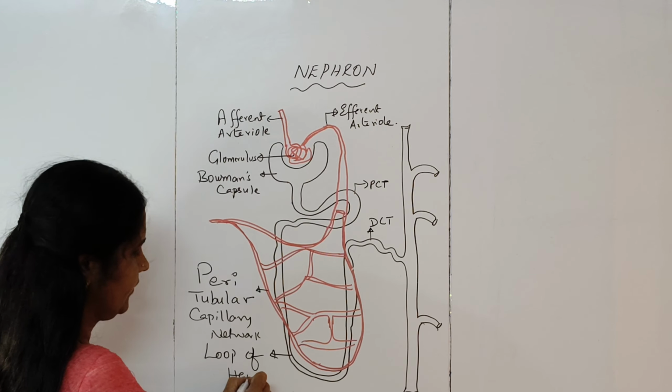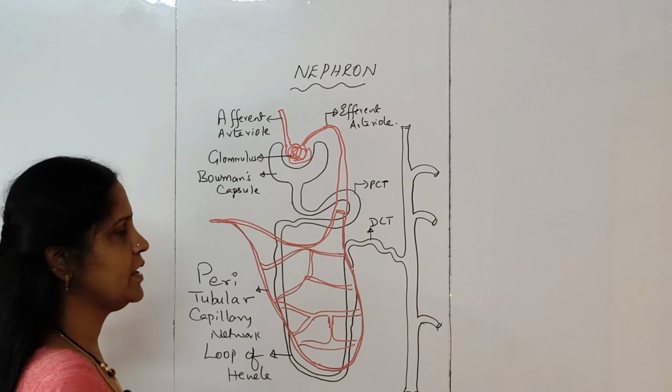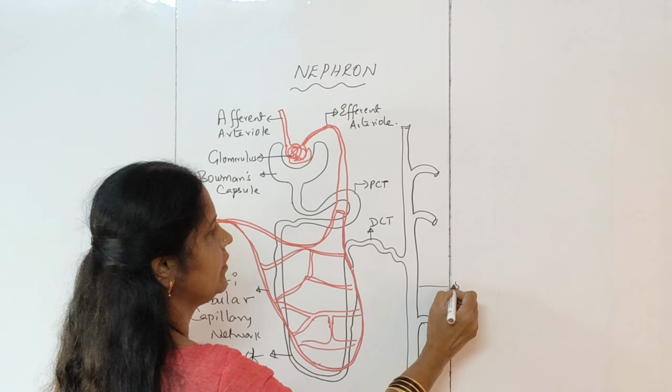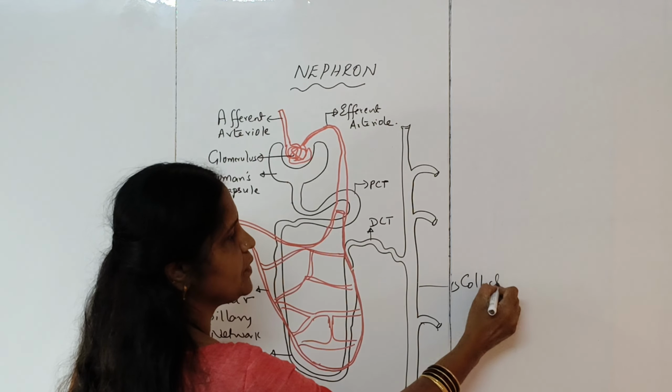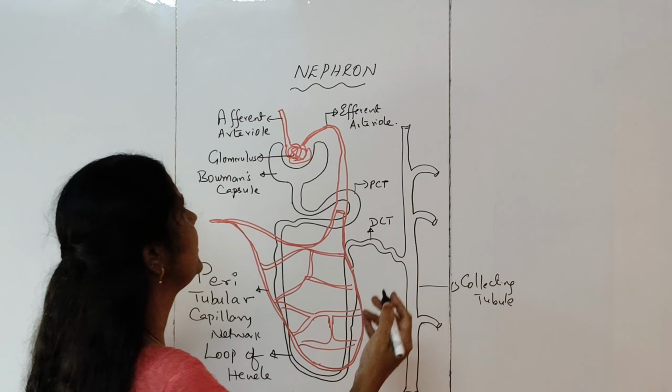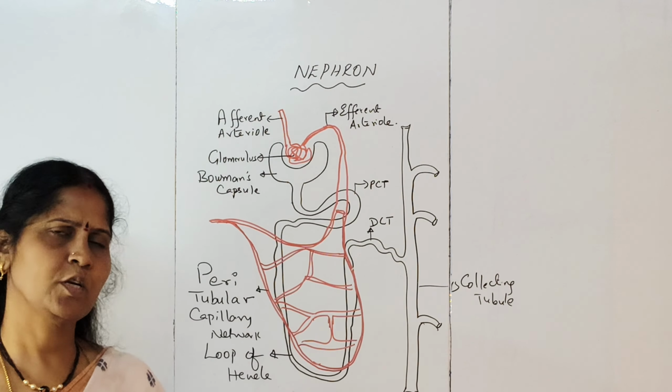Okay, so like this, we have finished with our diagram. You can also write this one as the collecting tubule. So this is our collecting tubule. So this finishes the diagram within a jiffy. You can just finish the diagram within no time. So it is quite easy.